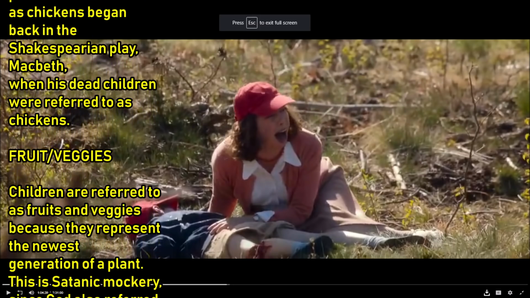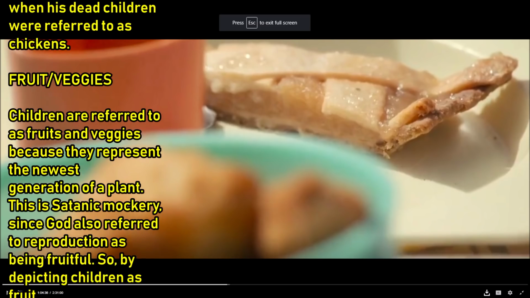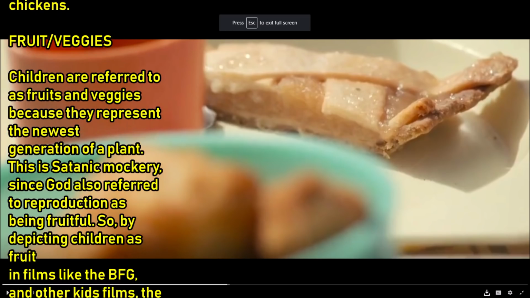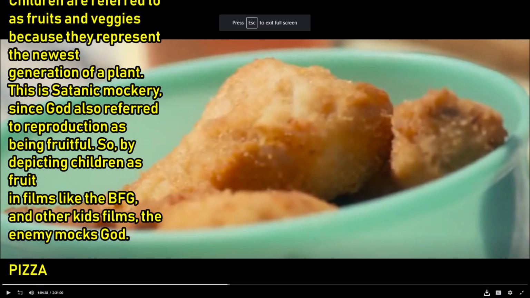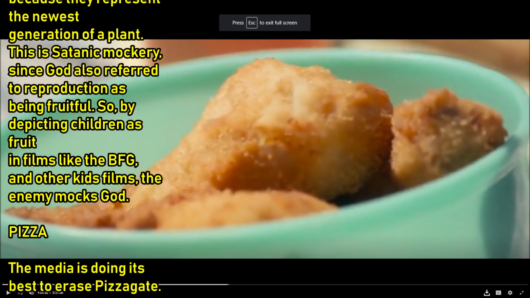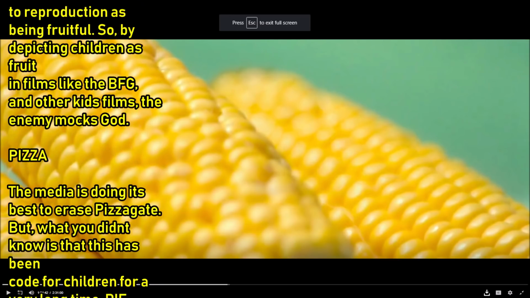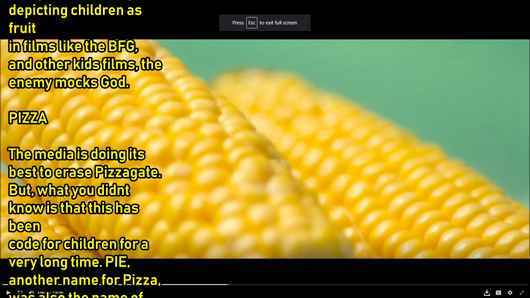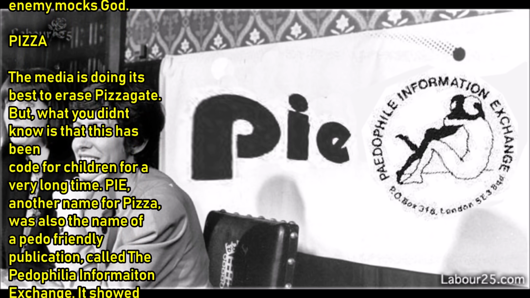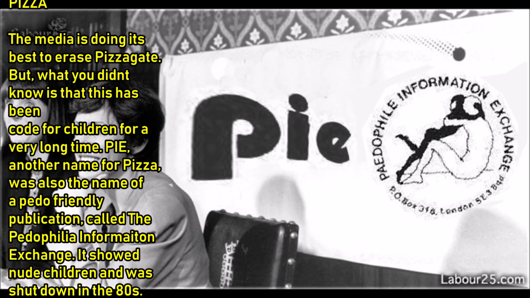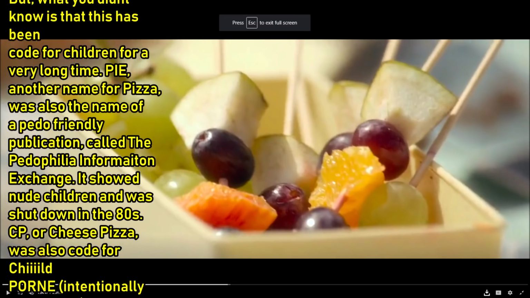Now, the word pie carries extra weight because not only is it another word for pizza, that's what they call pie in certain cultures, but it also stands for Pedophilia Information Exchange, which was a 1980s pedophilia magazine or publication. They shut it down, but that's what they called it because they knew that pie meant children. That's why they named it pie. It wasn't an accident. So this movie begins to reveal the method that we had already discovered.